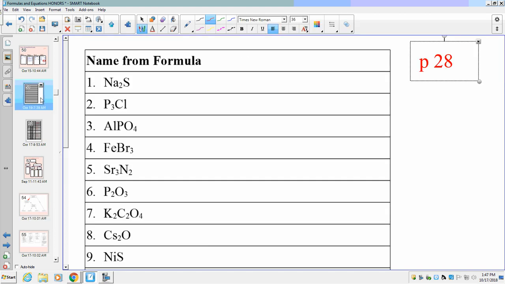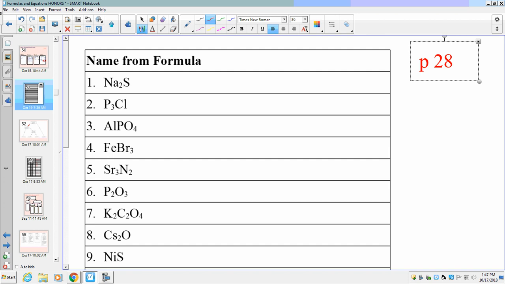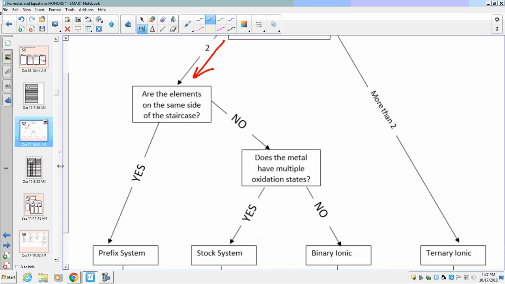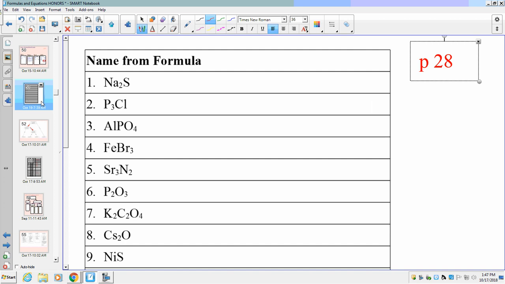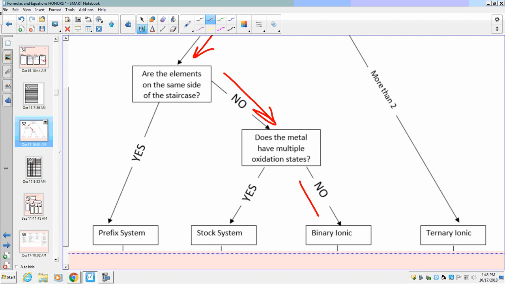Let's put a finger on Na and a finger on S, making my life easier. With one finger on Na and one finger on S, I can see that these are not on the same side of the staircase. So no. Then I have to ask myself, does my metal have multiple oxidation states? Sodium only has one possible oxidation state. So I say, okay, nope. Binary ionic, no Roman numerals there.